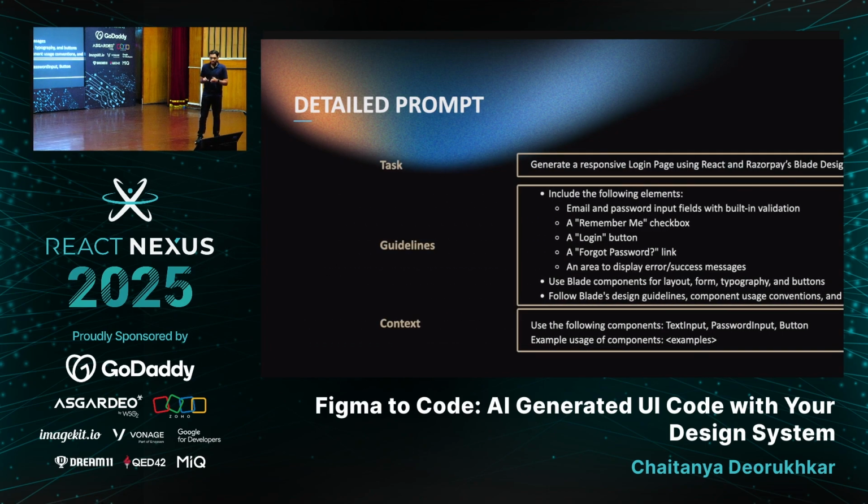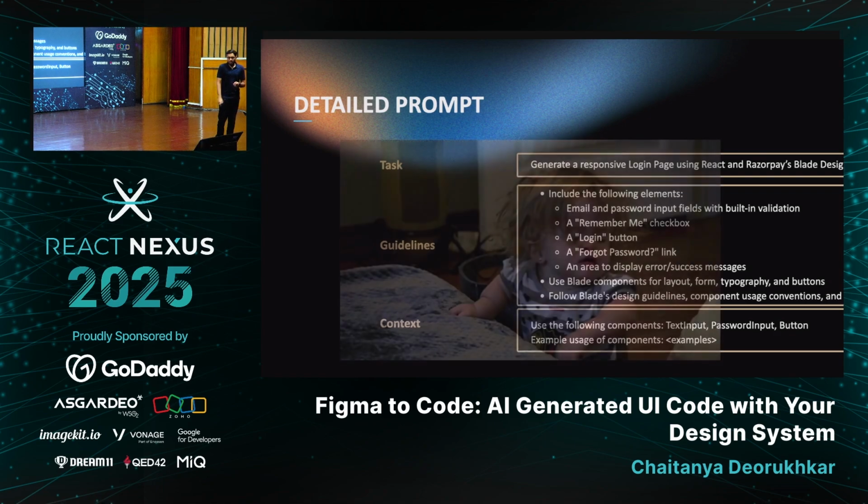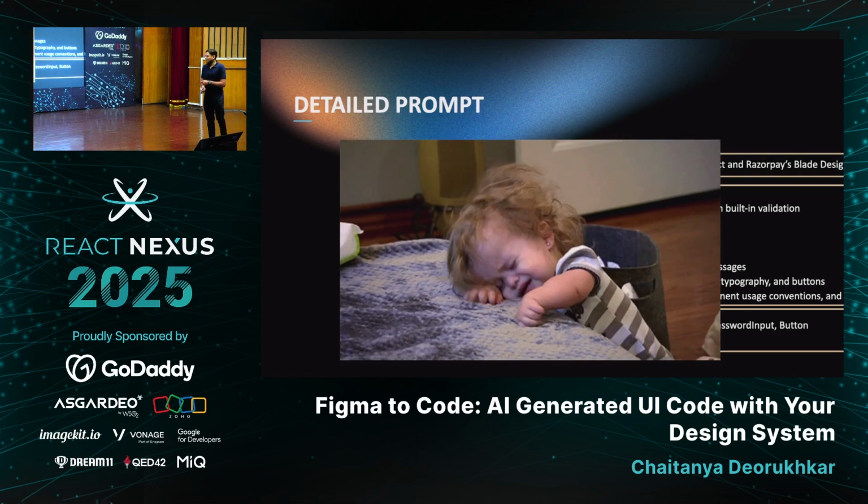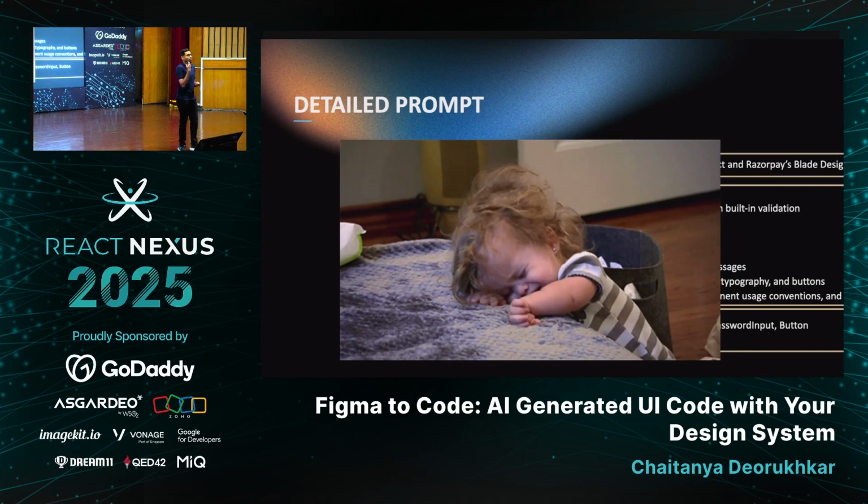We had a task, where the task is to generate a login page. We had nice guidelines on what the login page should look like, and how it should use our Blade components. And we also had a lot of context, which components to use, how to use those components, some examples of those components. But we realized that writing such a detailed prompt every single time is so exhausting.